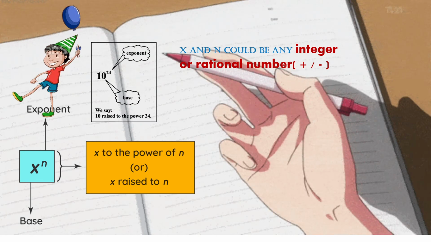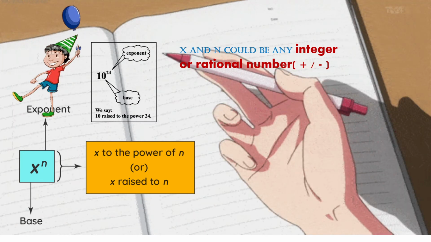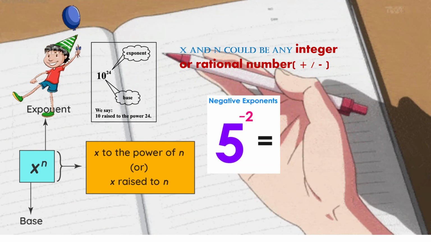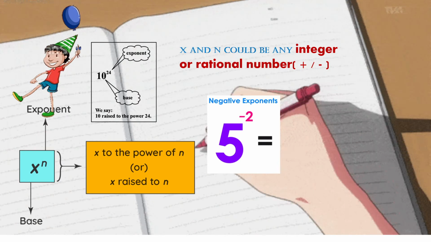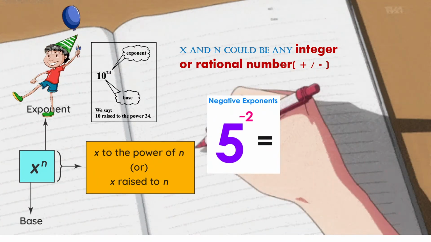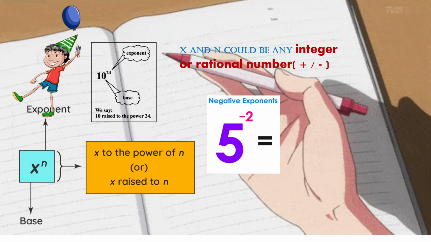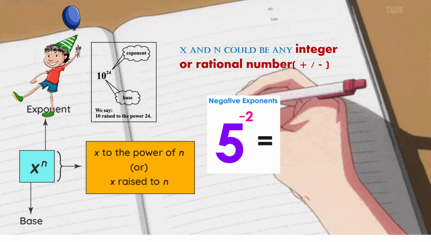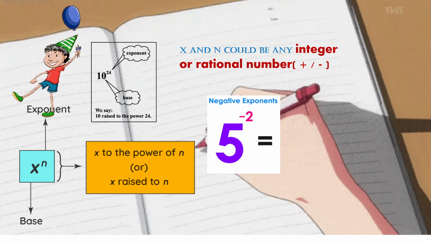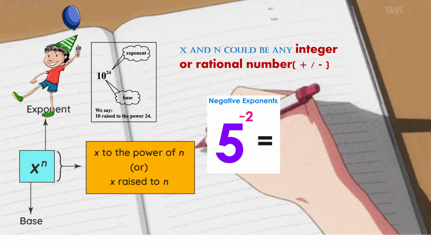Let's see some examples. 10 to the power 24. Here both of them are positive. One more example, 5 raised to the power minus 2. That means the exponent is negative and the base is positive. So I think you must have understood that you can take anything as positive, negative, or in fraction. But the question arises, why do we need such numbers or such style of writing?